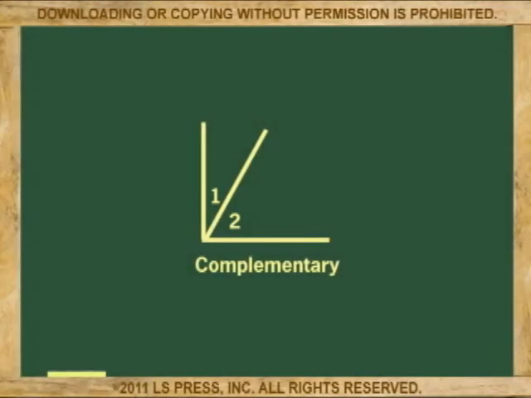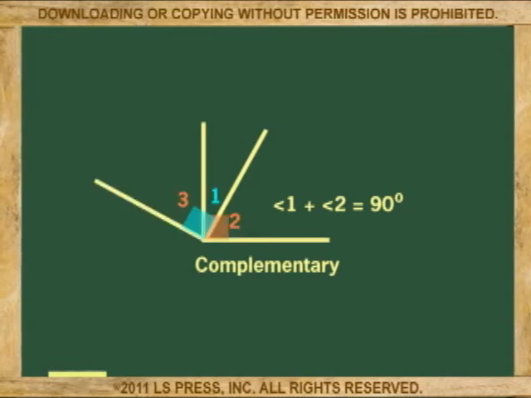Now, complementary angles are angles whose sum is 90 degrees. Therefore, complementary angles form a right angle. And like in supplementary angles, we could say that if two angles are complementary to the same angle, then the two original angles must be equal. For example, if angle 1 is 25 degrees, then angle 2 is 65 degrees, because they are complementary. Now, if angle 3 is also the complement of angle 1, then angle 3 must be 65 degrees also.